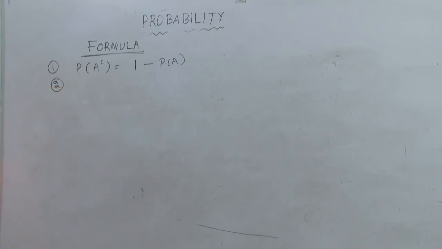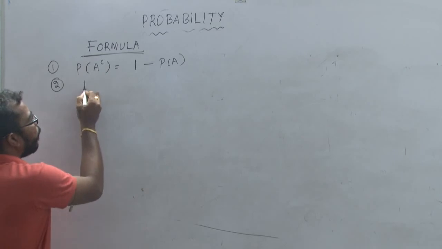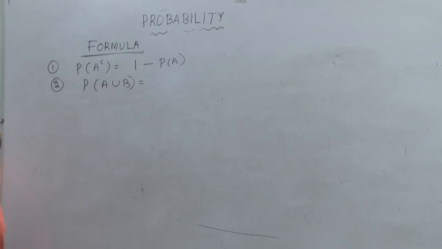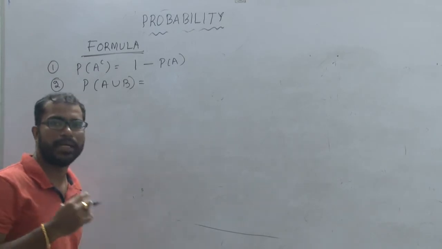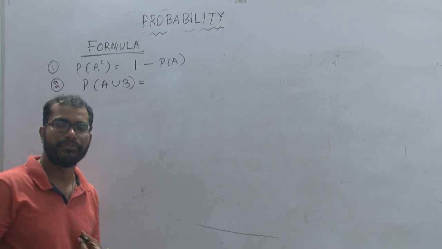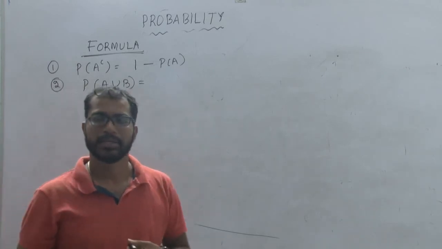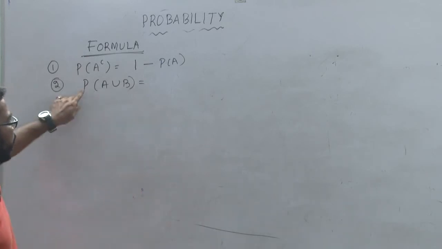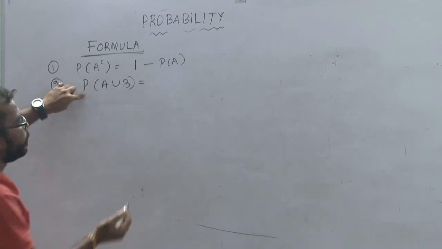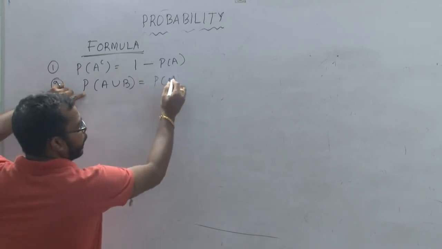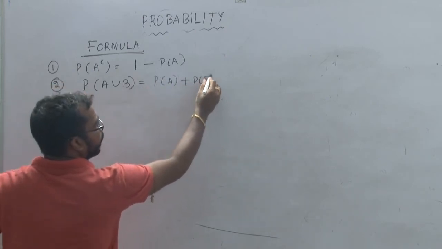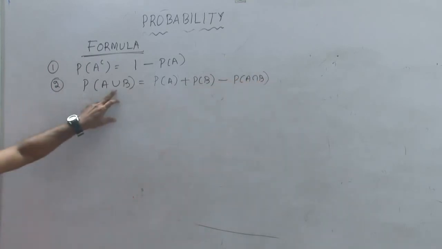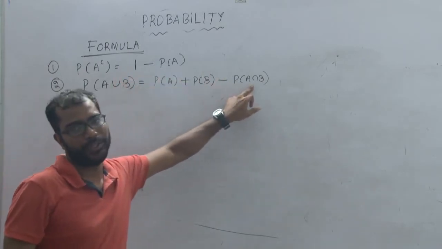Then proceed to the second formula, that is the probability of A union B. According to set theory, as you know, the cardinality of A union B is equal to the cardinality of A plus the cardinality of B minus the cardinality of A intersection B. Similarly, you can apply this formula. So we can write here the probability of A union B is equal to P of A plus P of B minus P of A intersection B.